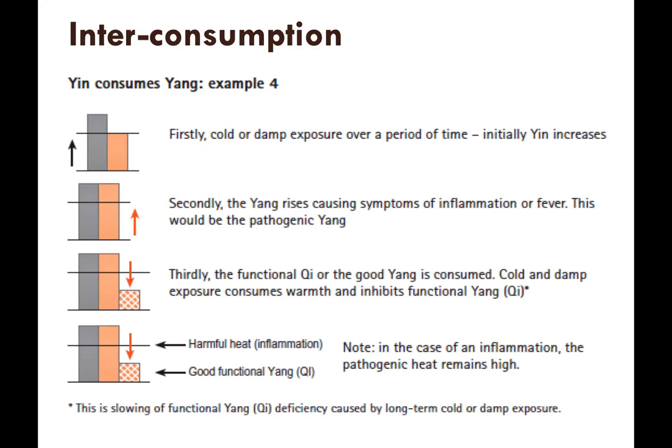Then we have a pathogenic heat, the harmful heat, which will cause the inflammation, and we have the good functional yang qi. So in the case of inflammation, the pathogenic heat remains high. This is the slowing of functional yang or qi deficiency caused by long-term cold or damp exposure. So this is a very simple illustration of how prolonged exposure to cold or damp can lead to weakening of the functional qi.